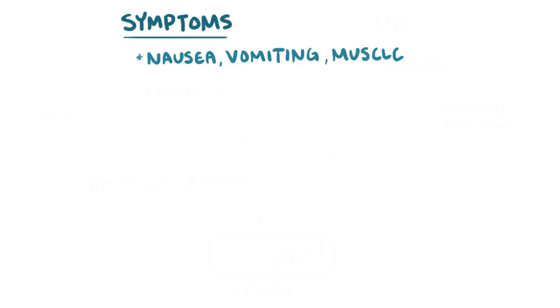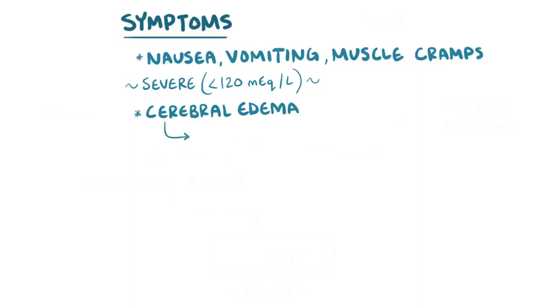Hyponatremia can cause symptoms like nausea, vomiting, and muscle cramps. In severe hyponatremia, which is when the sodium concentration falls below 120 milliequivalents per liter, there can be cerebral edema, which can cause confusion, coma, and even death.